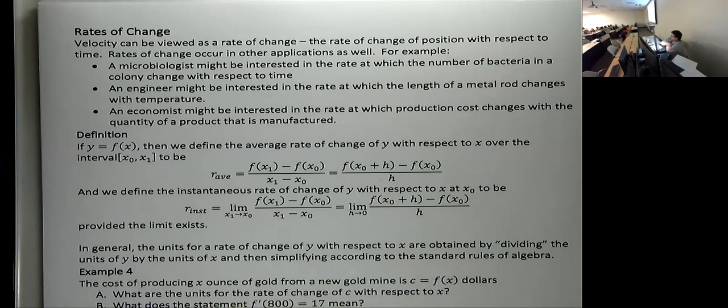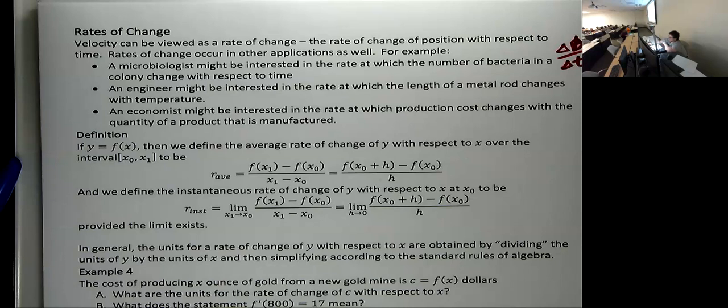So velocity is just one form of rate of change. It's one that everybody has experienced because you all moved. Not always, but everyone has been in motion at some point because you got to class. But rates of change can occur in a lot of ways. One example is a microbiologist. They might be interested in the rate of change at which the number of bacteria in a colony changes with respect to time. They might call that delta B over delta T. Generally, we use lowercase letters, so maybe lowercase b.